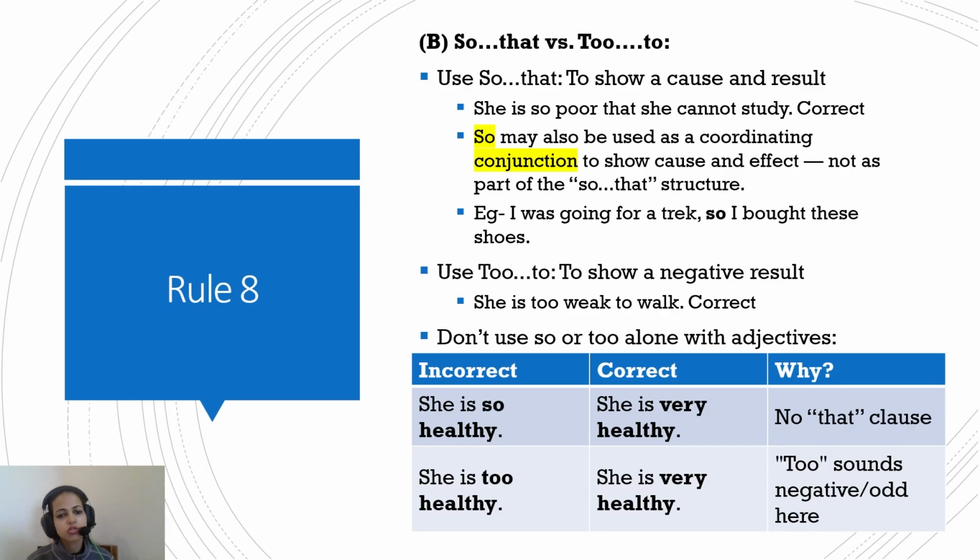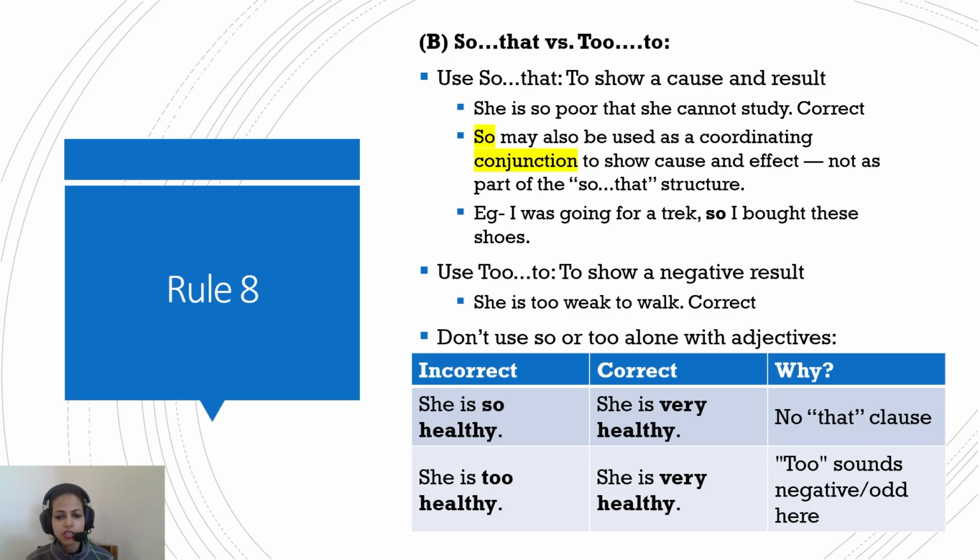So it also shows cause and effect, and it is different from the "so that" structure. When we do conjunctions, we'll do this in more detail. But I've placed this point here so that there is no confusion that "so" can be used alone as well. But when "so" is used as an adverb, it is used with "so" and "that" because it tells a cause and a result. Similarly, use "too" to show a negative result. In comparison of "so that" and "too," you have to see if something is giving a negative implication, you use "too." Let's try to understand this with the help of an example.